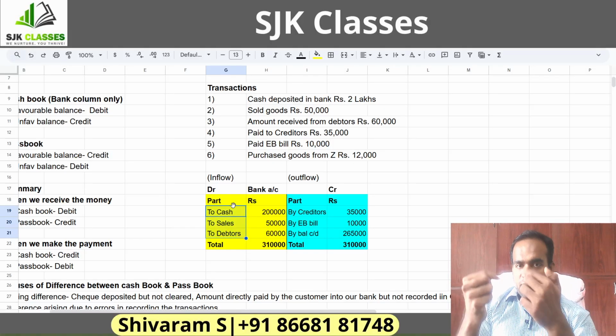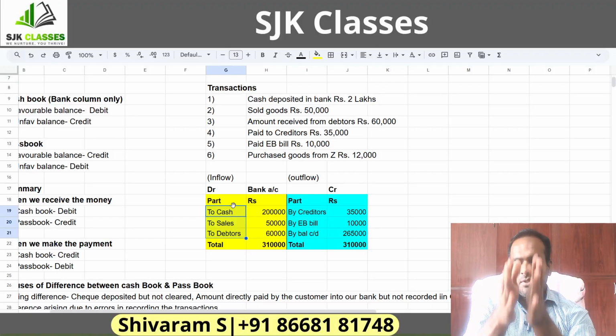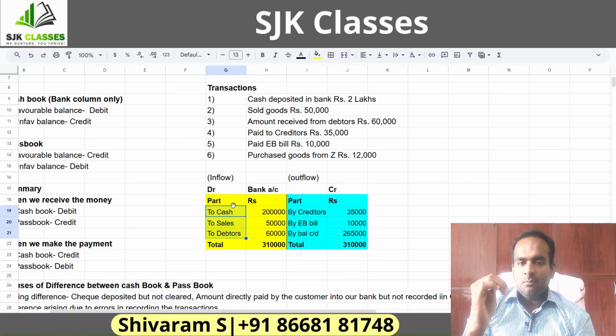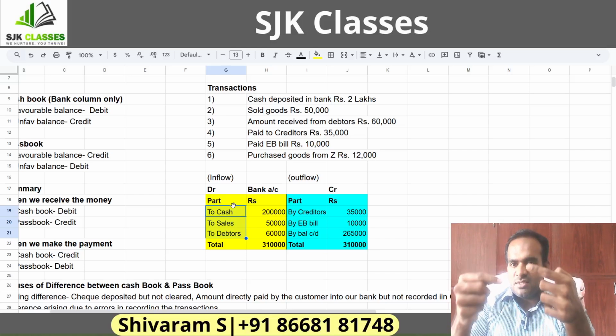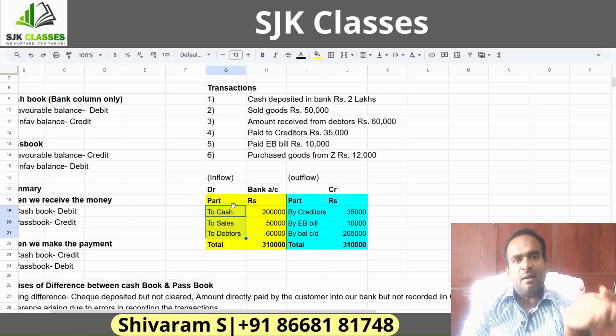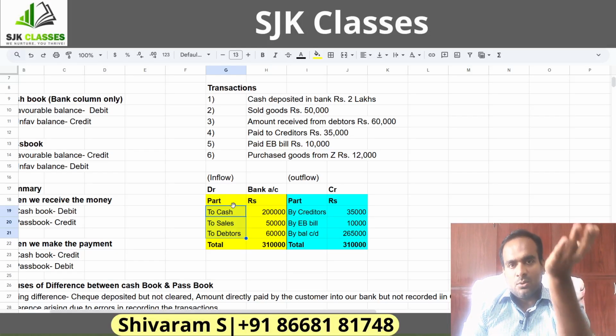So all the inflows will be captured on the debit side. That's how the modern rules are built actually. And what is the nature? It's an asset, right? So when an asset increases, when the bank balance increases, when there's an inflow of money into the bank account, the bank balance goes up, right? So when the bank balance goes up, I give a debit.